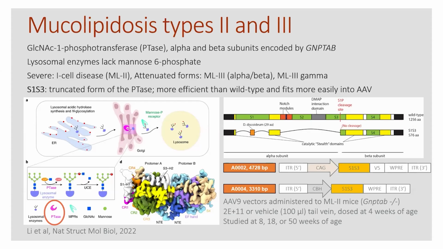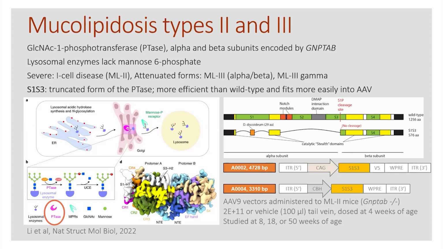So I'm going to talk to you a little bit about mucolipidosis, just in terms of the pathophysiology, very briefly. It's caused by deficiency of an enzyme, N-acetylglucosamine-1-phosphotransferase, which we can abbreviate PTase. And Rich went over this as well. It has alpha and beta subunits that are encoded by GNPTAB.